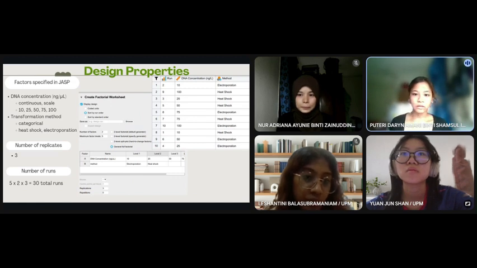And the figure that we see here is the design that we used on the JASP.